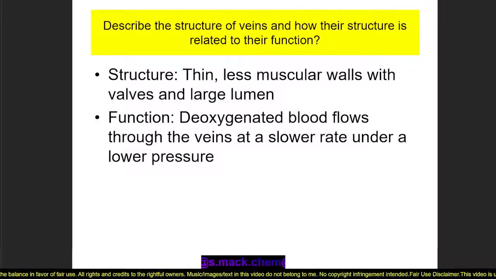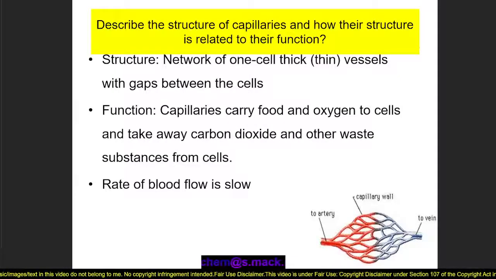Please ensure to pause the slide and take down the notes before we move on to looking at the structure and function of capillaries. The question states, describe the structure of capillaries and how their structure is related to their function. Now, capillaries are said to be a network. There is a huge network of capillaries, and a capillary is said to be one cell thick, and there are gaps between the cells in the cell wall of a capillary.